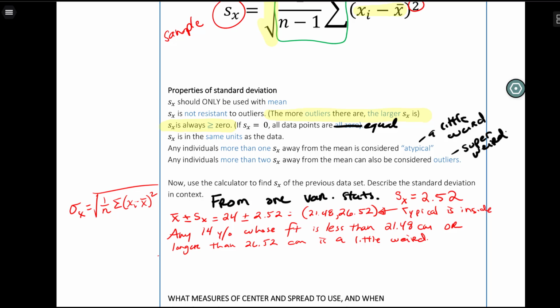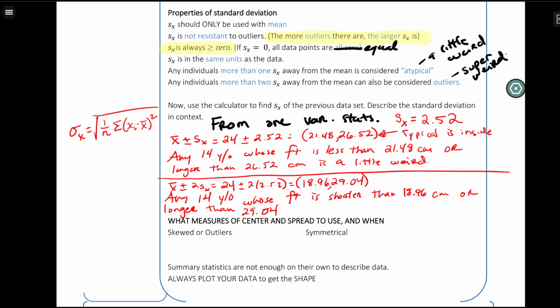Now, what if we do 2 standard deviations from the mean? X bar plus or minus 2 S sub x. Well, that's going to be 24 plus or minus 2 times 2.52, and that's going to give me this interval from 18.96 centimeters all the way to 29.04 centimeters. And what we would say is kind of the same thing. Any 14-year-old whose foot is shorter than 18.96 centimeters or longer than 29.04 centimeters is going to be super weird.